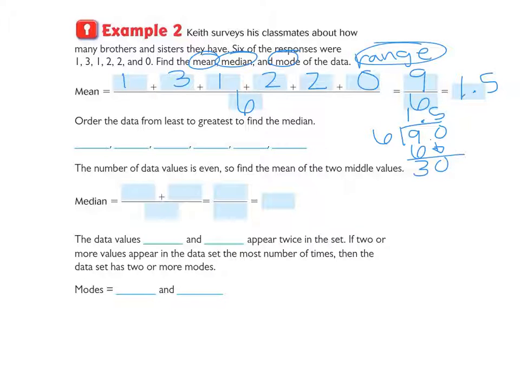Let's go ahead and put these in order. The smallest number is obviously 0. And we're looking for the middle. Remember, 1, 1, 2, 2, and 3. Now I take one from the small end, one from the big end, one from the small, one from the big. And it looks like 1 and 2 are in the middle. So we find the average of 1 and 2.